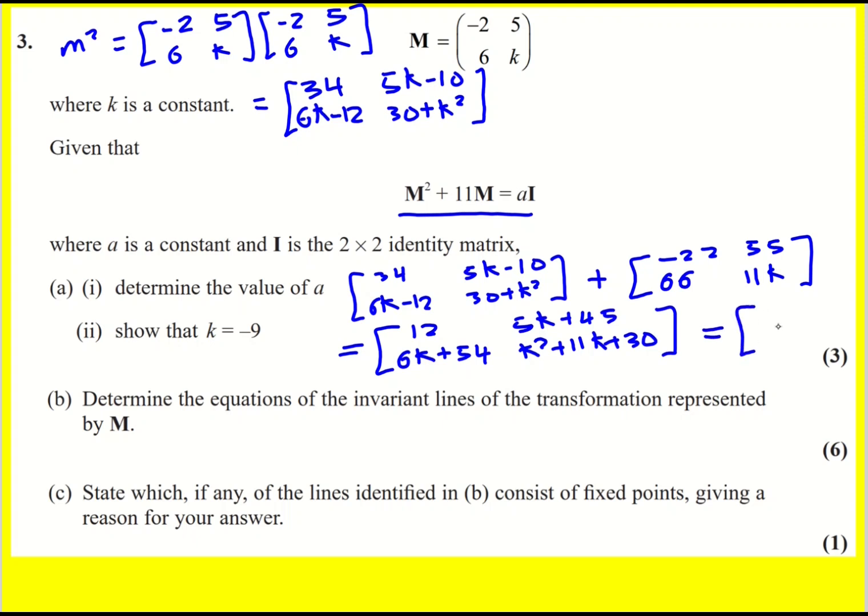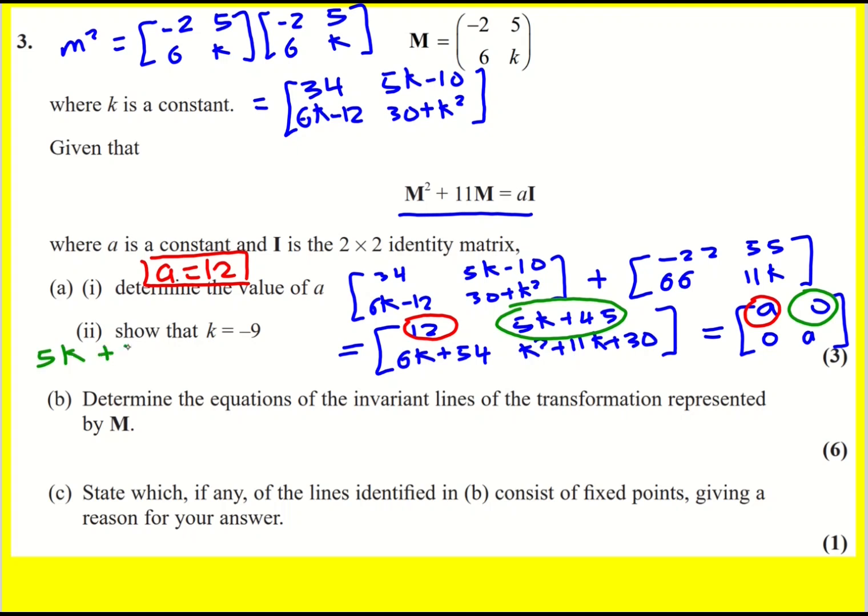And we're told that this is equal to A times I, so that's going to be A, 0, 0, A. So straight away, we can just see that A must equal 12. And then I want to work out what K is. I don't need to bring that quadratic into it. I could, but let's compare these two, because we're given that it's true, so it's not like we have to check everything. So I can say now that 5K plus 45 is 0. I think it's okay to go straight to our answer now. K is minus 9.